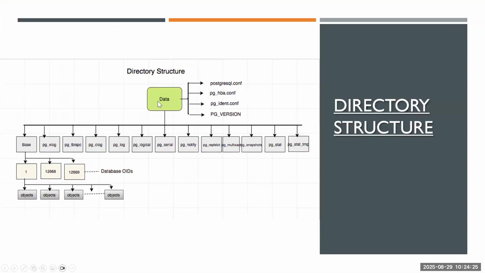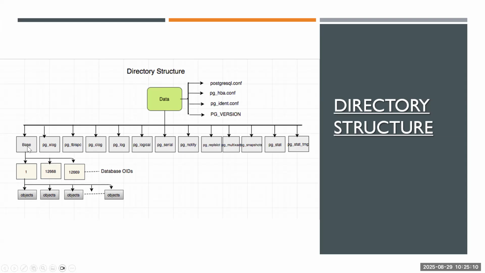Once you form the cluster, what are the things you will see, sir? These are all the directories: base directory, pg_xlog, pg_tblspc, pg_clog, pg_log, pg_logical, pg_serial, pg_notify, pg_replslot. You are finding multiple directories. Not only directories, you are getting config files: the postgresql.conf file, pg_hba.conf file, pg_ident.conf file, and you also find PG_VERSION. Every cluster has its own directory structure and its own config files.